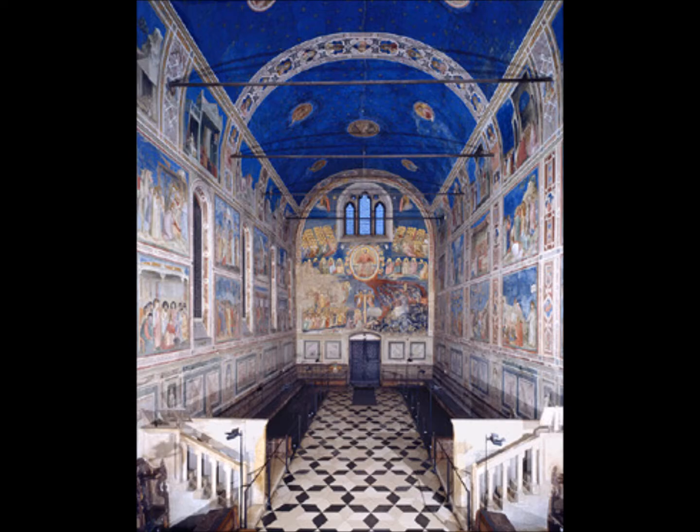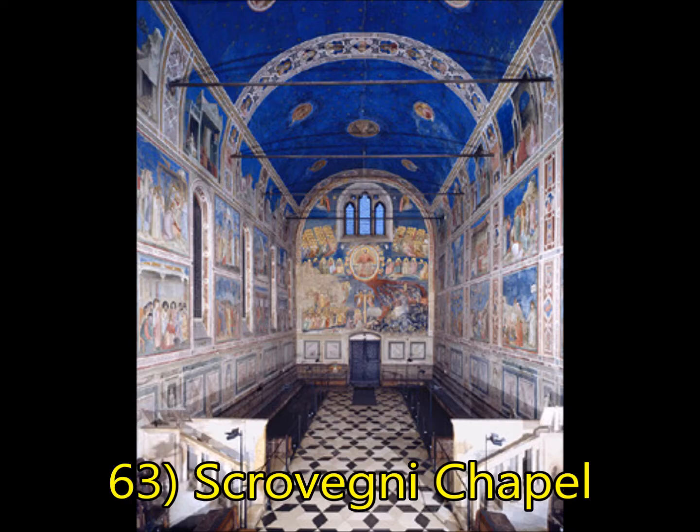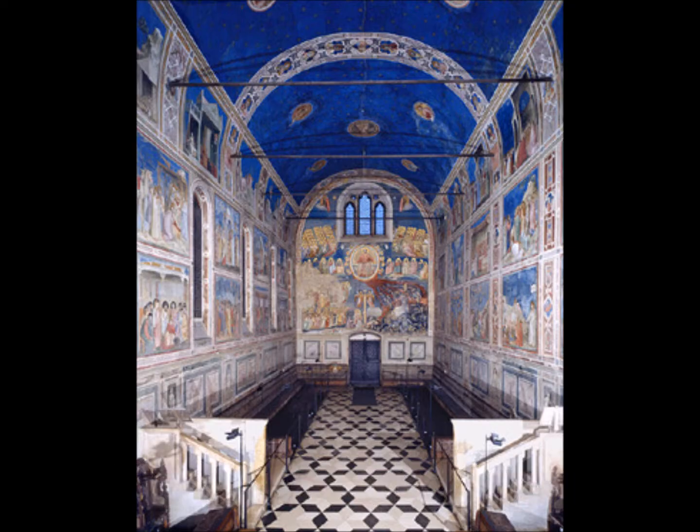Next up, you're going to have the Scrovegni, or the Arena Chapel. Remember that this was built by the Scrovegni family. Well, they paid for it anyways, and it was next to a Roman arena. The artist you need to know here is named Giotto. He painted everything inside the Scrovegni Chapel.